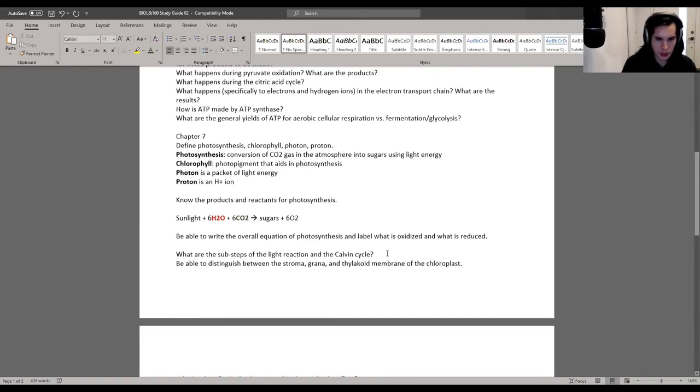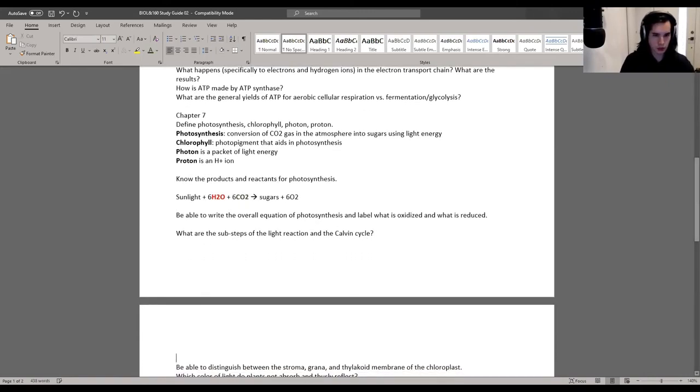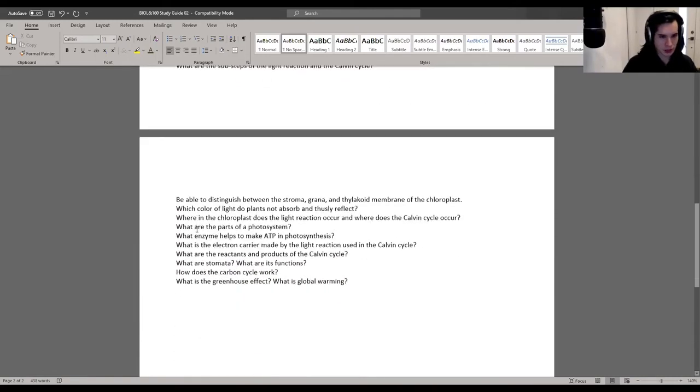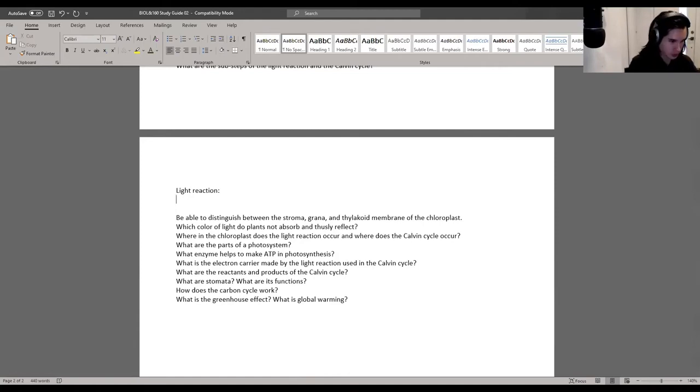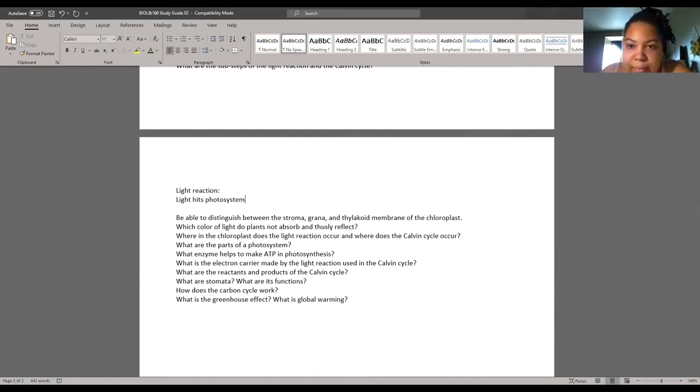Write the sub-steps of the light reaction and the Calvin cycle. I don't know if I have you guys go too deep into that because that's pretty complicated. So the light reaction, let's see. I'm going to try to simplify it here just into steps. So in the light reaction, light hits the photosystem. And actually, what you could say is antenna.